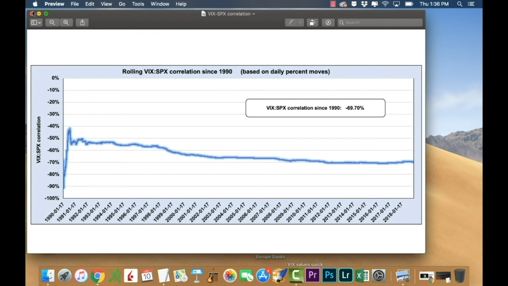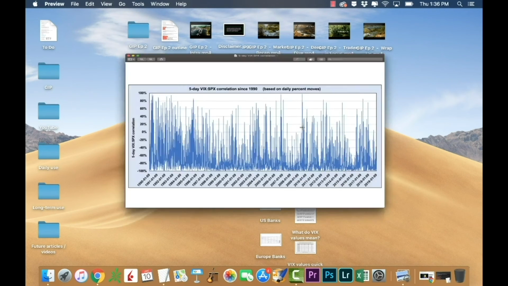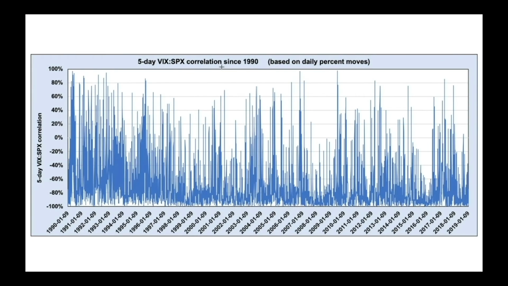If we break this down into just a 5-day chart, it's a little bit messy to look at, but you can see here that the correlations are on the left, and while the long-term average may be about minus 70 on this bottom line, there are several periods on a 5-day window where correlations are nearing 100% positive. That would mean that every day the S&P was going up, the VIX was also going up, or vice versa, both of them going down every day for a 5-day period. And that happens quite often over history.